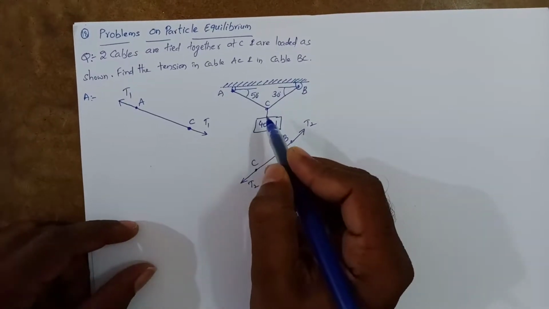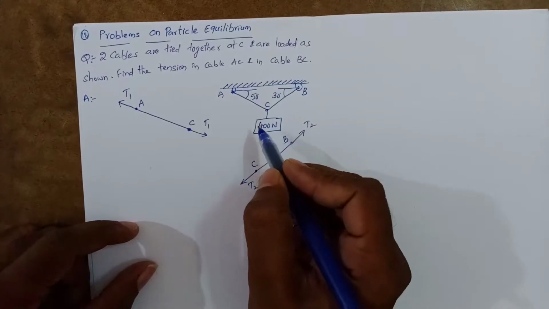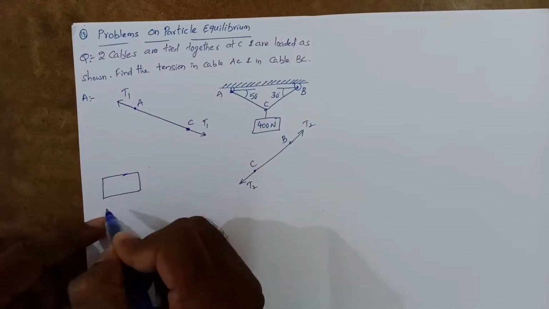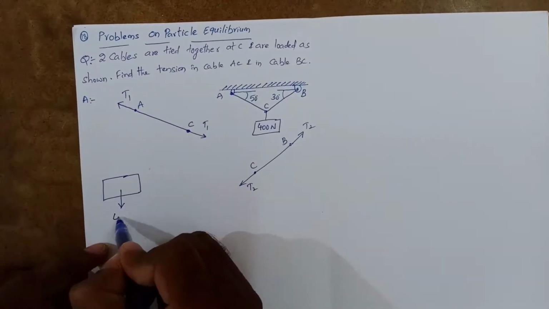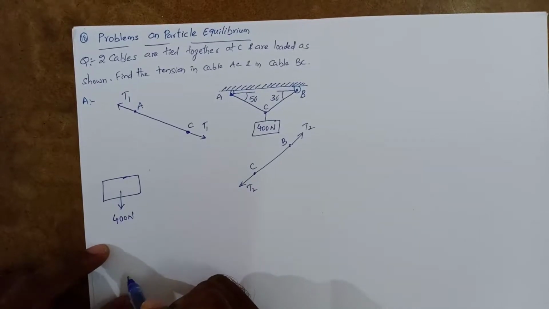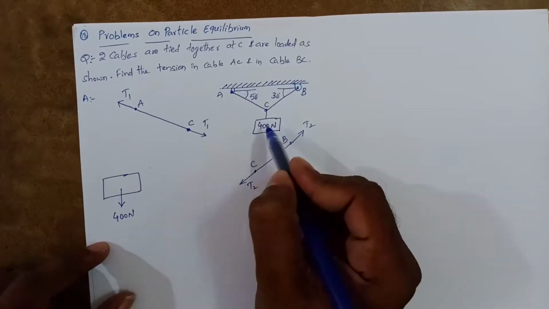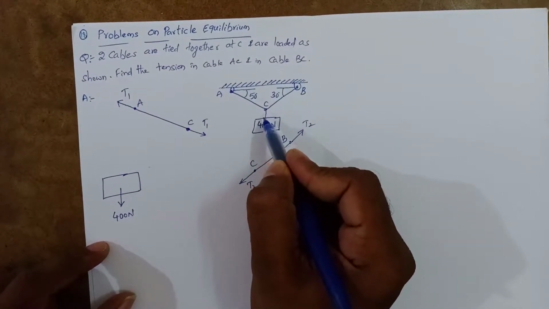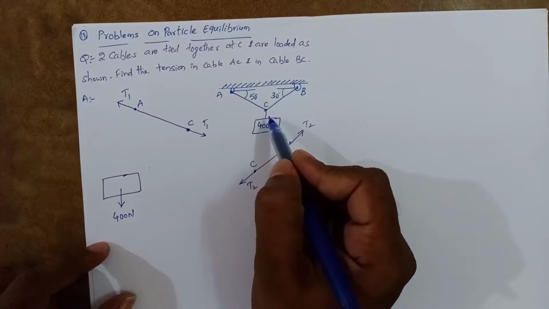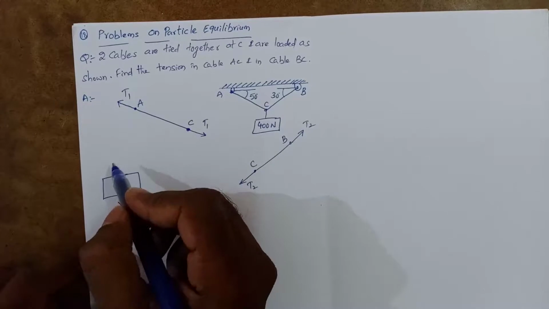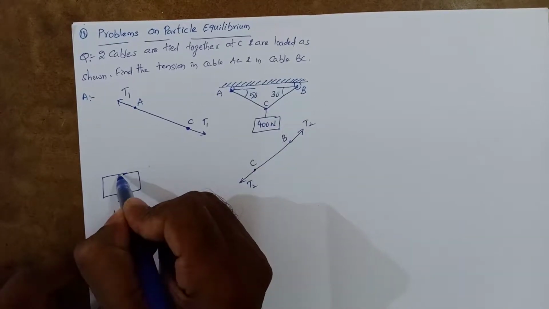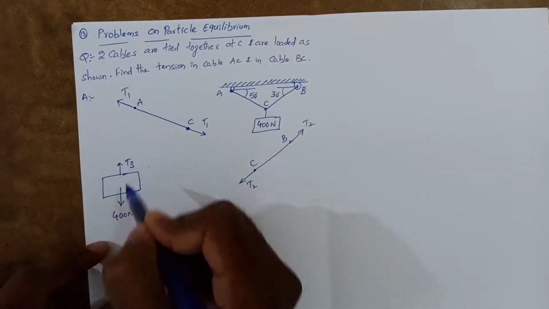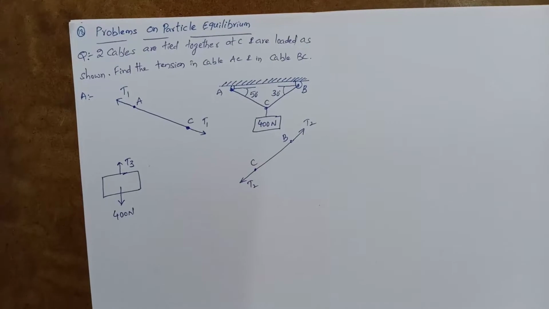Now coming to this point, let us draw the free body diagram for this weight 400 Newton. This 400 Newton weight is acting vertically downward toward the center of the earth, and now this 400 Newton is supported with the help of this small cable or small thread. Let us say the tension in this one is some T3. So this thread will pull this weight upward, that is the T3, for this to be in equilibrium.